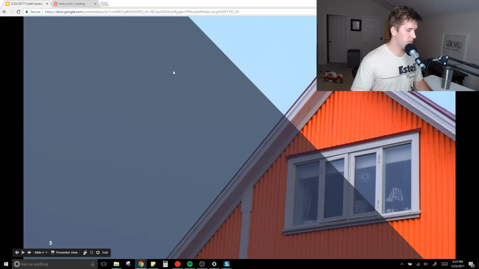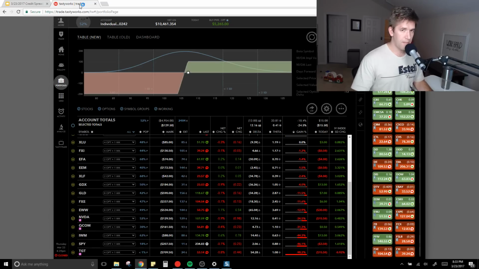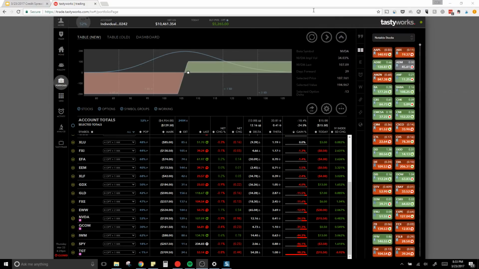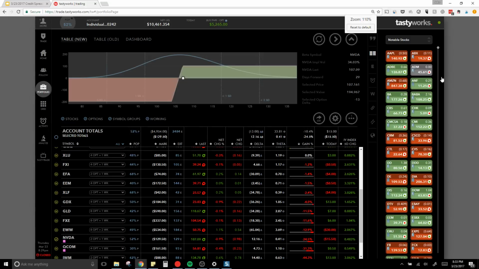I'm going to use the web platform because I like the way that it allows you to visualize the trades and show your profit and loss. I'm going to go ahead and go full screen here and zoom this in just a little bit for you guys. So this is my current portfolio, and as you can see here, we're looking at NVIDIA, NVDA, and this is a tech stock, and this is how your credit spreads are going to set up.